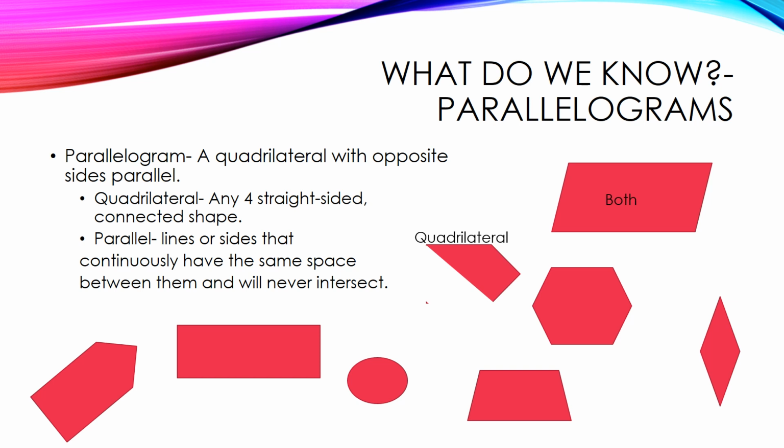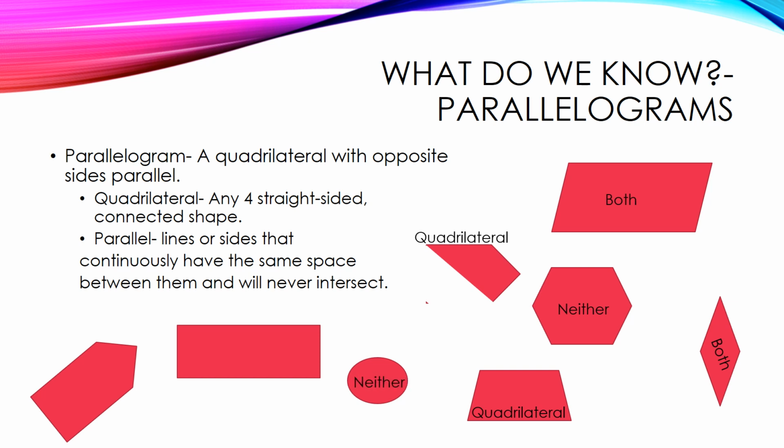The next one is just a 4-sided shape, but it is not parallel. And then this one, even though opposite sides are parallel, the definition of a parallelogram states that it has to be a quadrilateral, which this has more than 4 sides, so therefore it is neither. And this is a typical example of a parallelogram. A trapezoid is not a parallelogram because both pairs of opposite sides are not parallel, so therefore it is only a quadrilateral because it does have 4 sides.